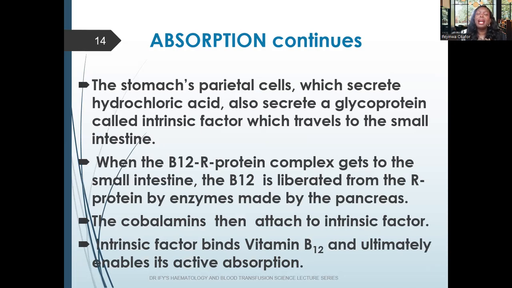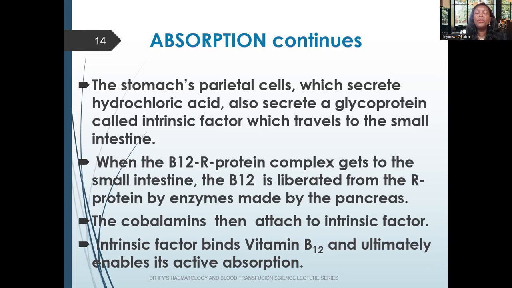And the stomach contains parietal cells. The primary function of these parietal cells is to produce hydrochloric acid. That is the main acid that functions in the stomach. But in addition to secretion of this hydrochloric acid by parietal cells, these parietal cells also secrete another important protein called intrinsic factor. This protein is actually what helps in absorption of vitamin B12. So I said here that the stomach parietal cells, which secrete hydrochloric acid, also secrete a glycoprotein called intrinsic factor, which travels to the small intestine. The stomach at this stage produces the intrinsic factor and moves it to the small intestine.